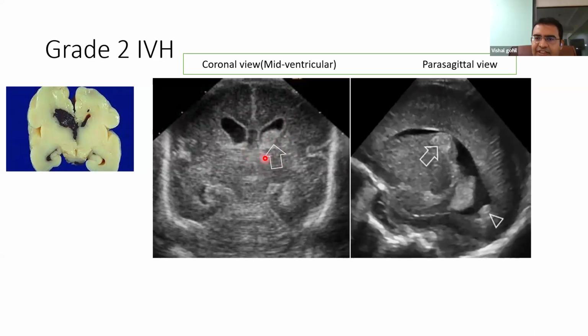How does it look on the parasagittal view? You can see that the blood leaks out into your lateral ventricle, but it does not cause ventricular dilatation. It looks like a normal size.